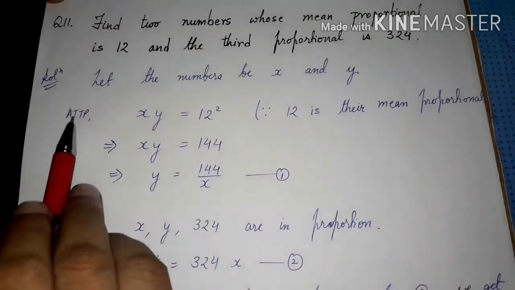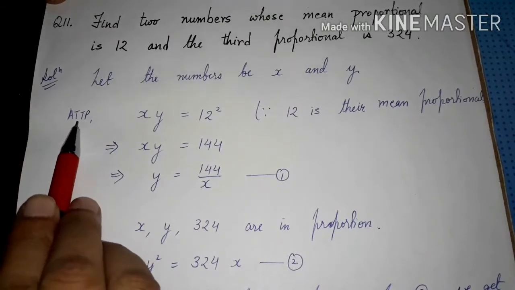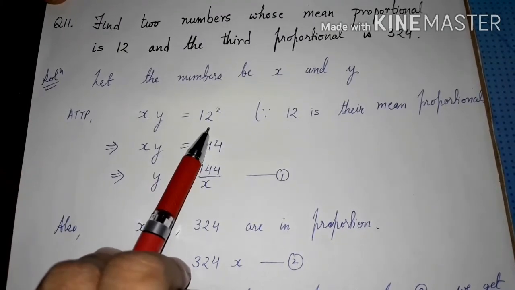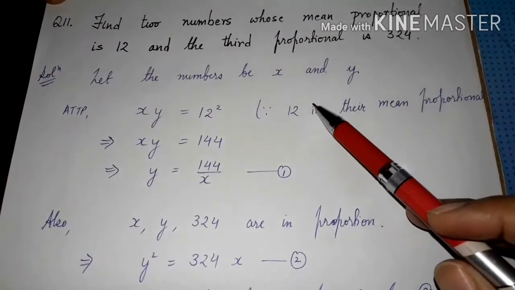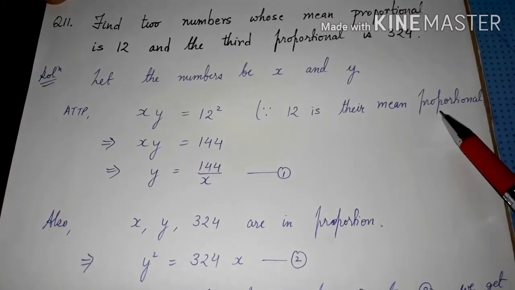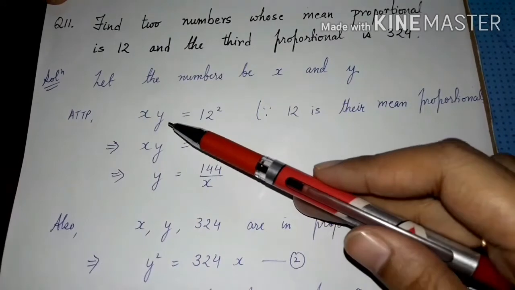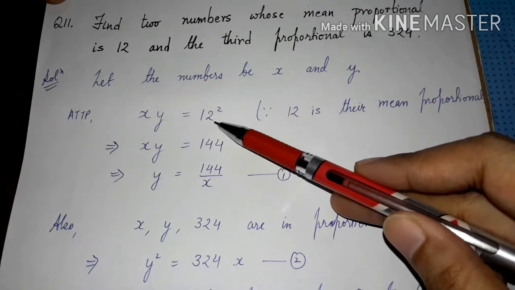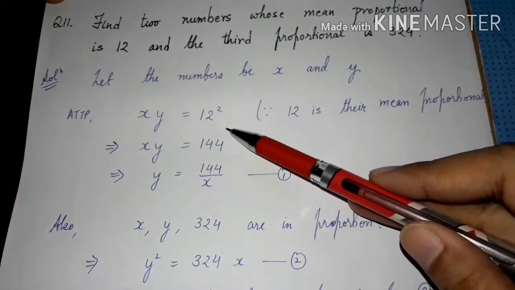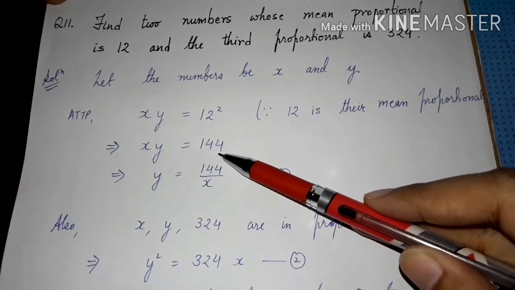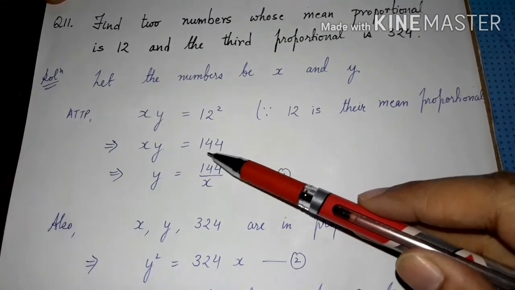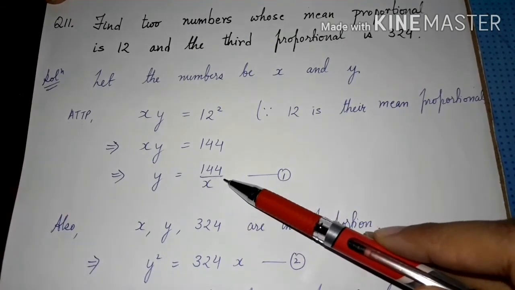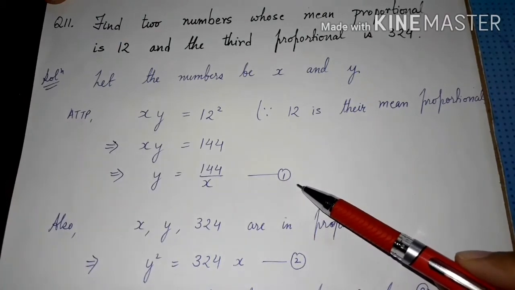So according to the problem, xy is equals to 12 square. Why 12 square? Because 12 is their mean proportional. Their mean proportional is given as 12. So multiplication of the first and the last term should be equal to the square of the mean proportional. So xy is equals to 12 square. Square of 12 is 144. xy will be 144. y can be written in terms of x as y is equals to 144 upon x. This is our first equation.